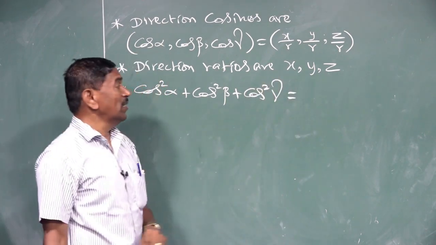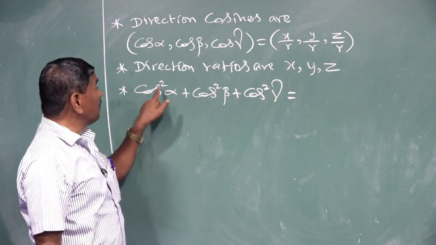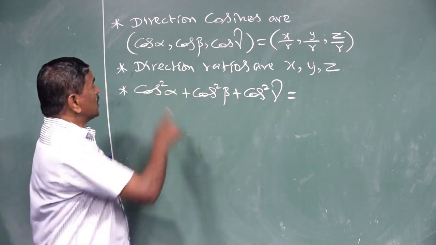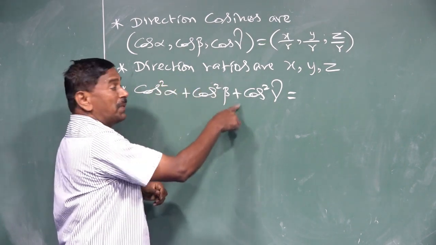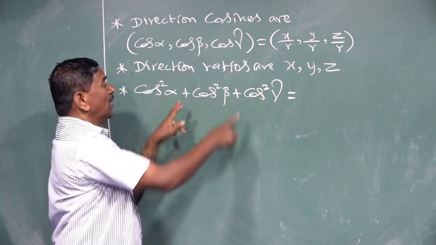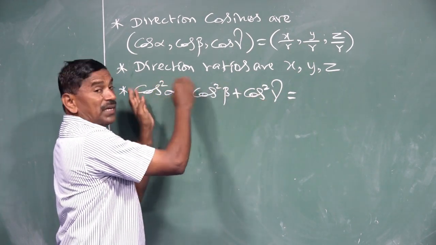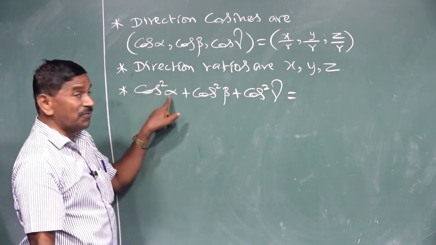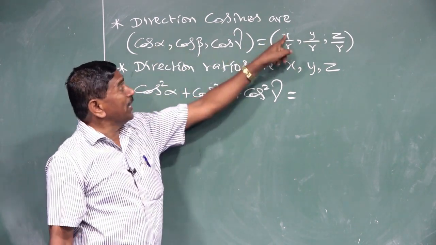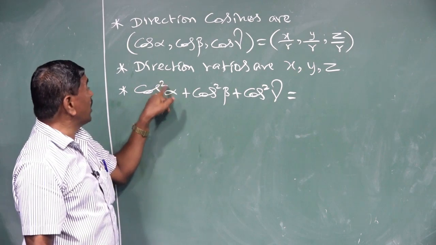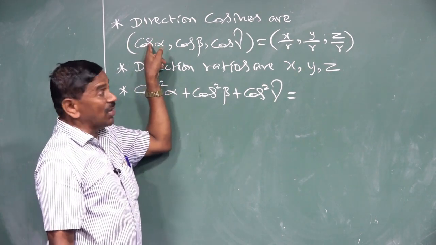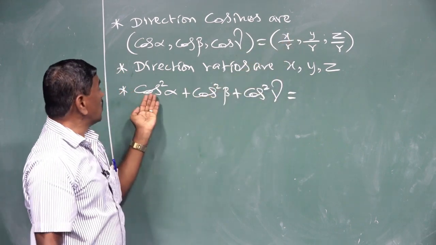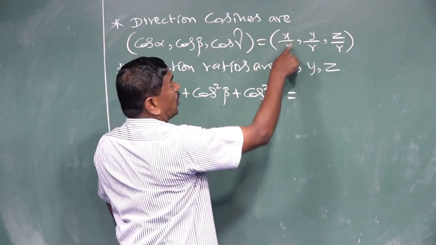Let us find the sum of the squares of the direction cosines. So cos square alpha plus cos square beta plus cos square gamma means the sum of the squares of the direction cosines. Can you tell me what is cos alpha? Yes, cos alpha equals x by r, but I need cos square alpha. Cos square alpha equals x square by r square.